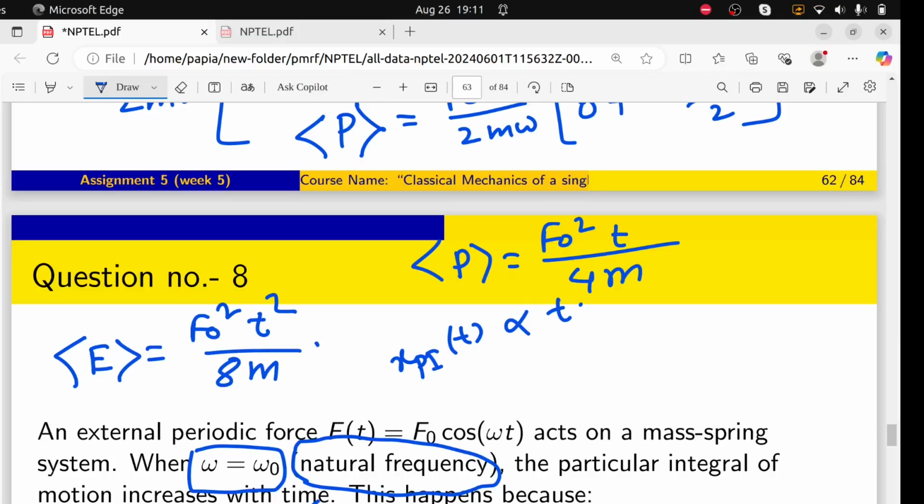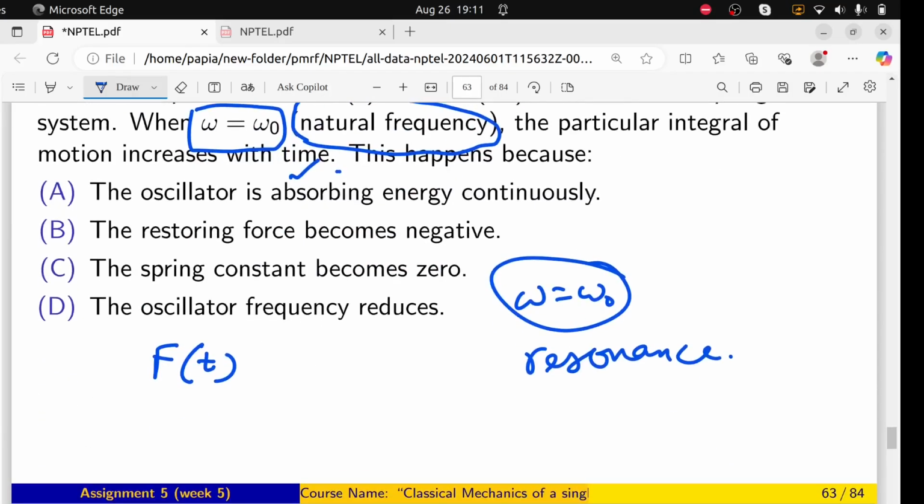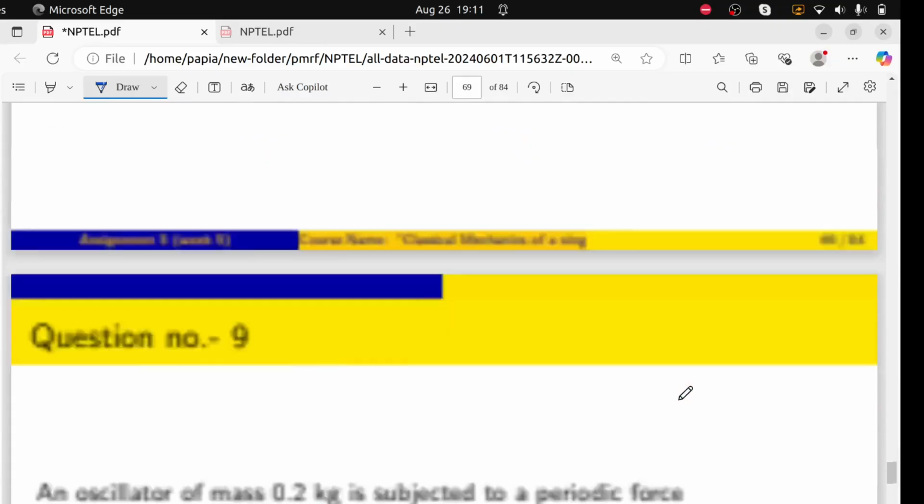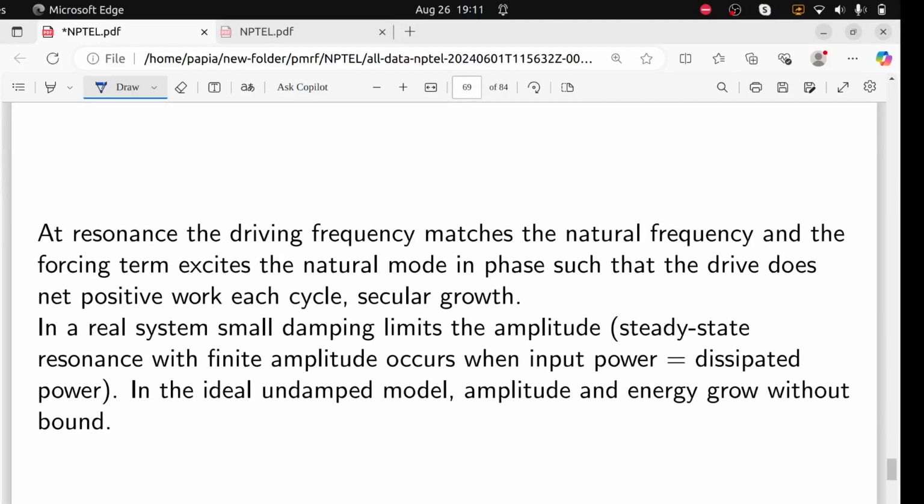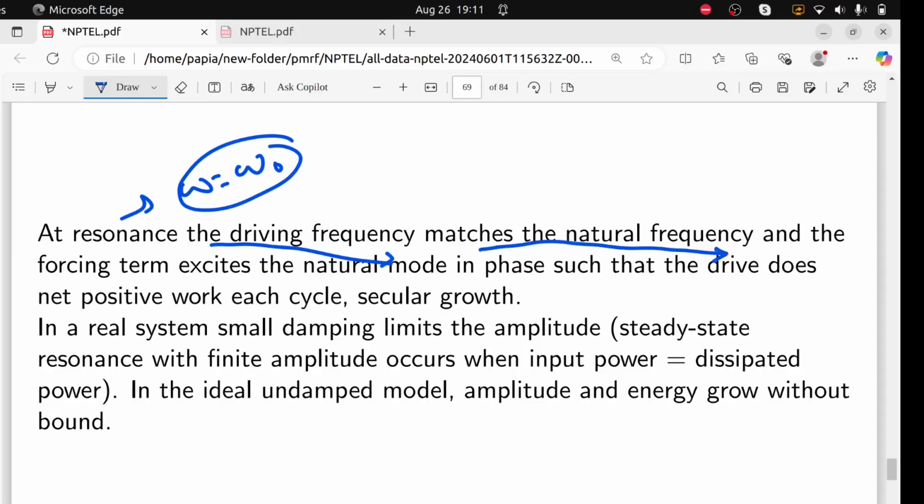So what does this mean? This means the net positive work every cycle, which absorbs energy continuously. The oscillator is absorbing energy continuously. These other things will not be correct. So for the explanation of this question, I just mentioned here, at resonance, that means omega equals omega 0 condition, the driving frequency matches the natural frequency, and the forcing term excites the natural mode in phase, such that the drive does net positive work each cycle.